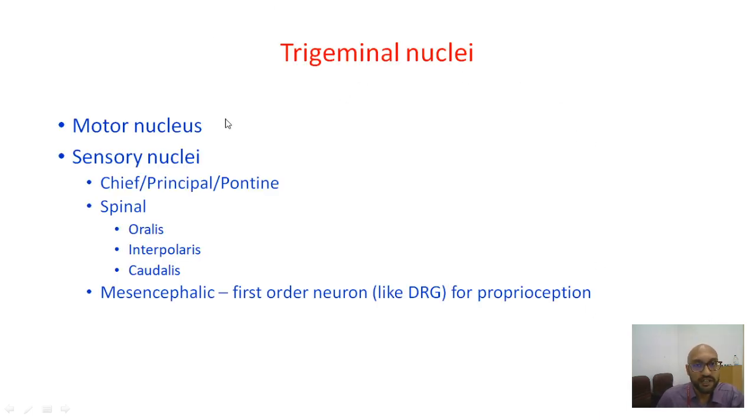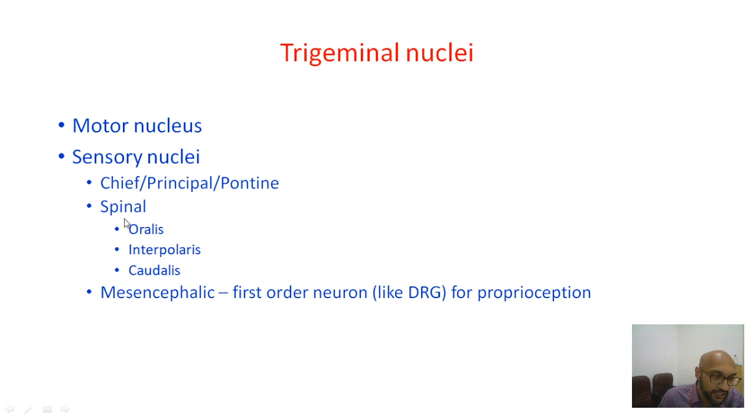So the trigeminal nerve nuclei complex consists of a motor nucleus, which is meant for muscles that are developed from the first pharyngeal arch, and sensory nuclei. So the sensory nuclei are 3 in number. You've got the chief or the principal or the pontine trigeminal nucleus, which is found in the mid-pontine level.